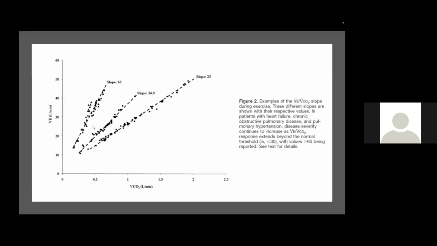As shown in this curve, normally we should have a slope of less than 34. At an extreme level, like a VE/VCO2 slope of 63, this is very suggestive of severe pulmonary artery hypertension. If we have these numbers, that means the patient very likely has pulmonary artery hypertension.